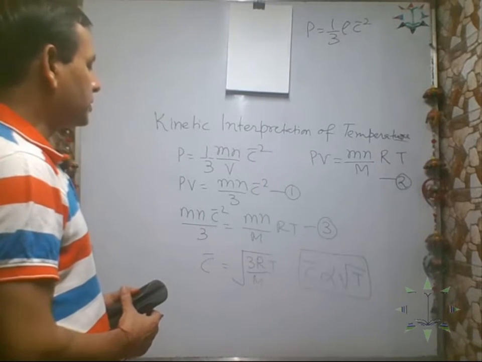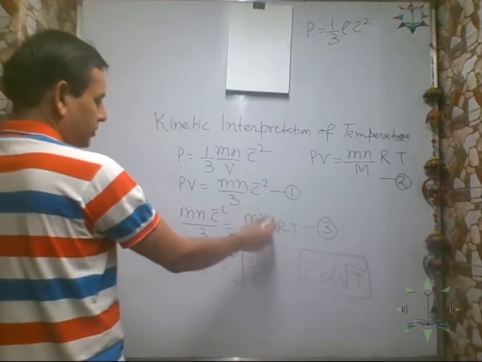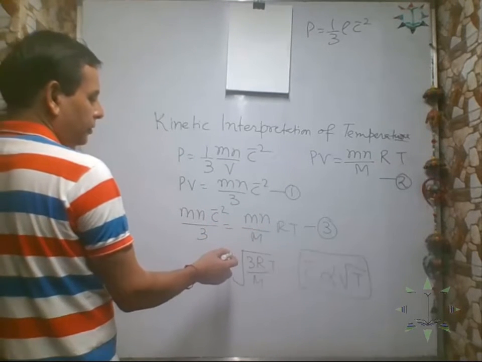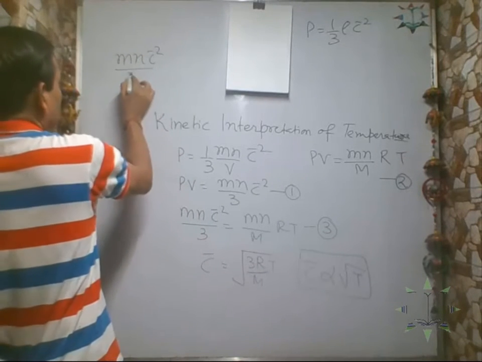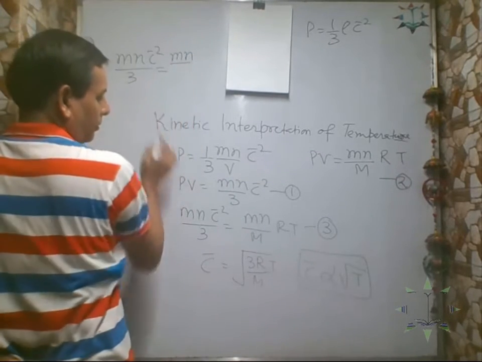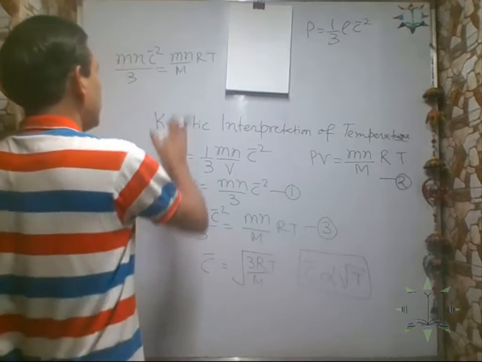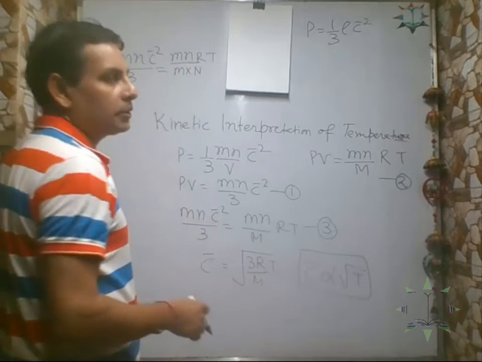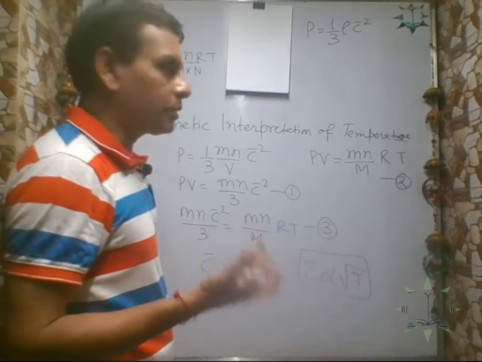Now we can derive the mean kinetic energy of the molecule. From this equation, Mn C bar square by 3 equal to Mn by M RT. Here m is the mass of each molecule, n is the number of molecules, and M is the molecular weight. Molecular weight of the gas is nothing but the mass of each molecule into Avogadro's number. What is Avogadro's number? The number of gas molecules contained in 1 mole, 6.023 into 10 to the power 23.